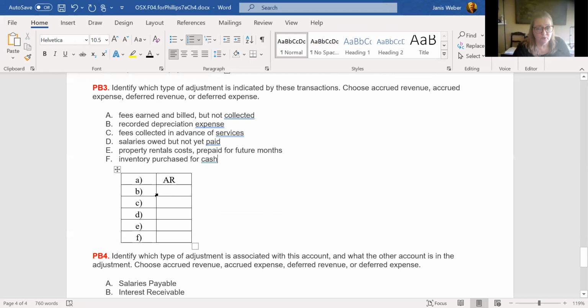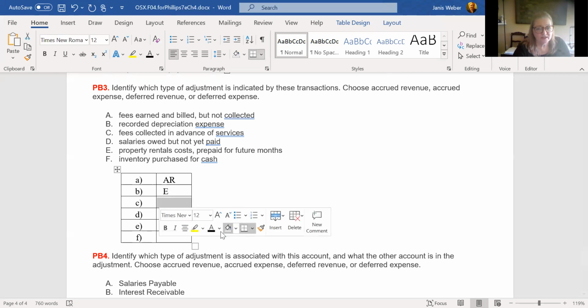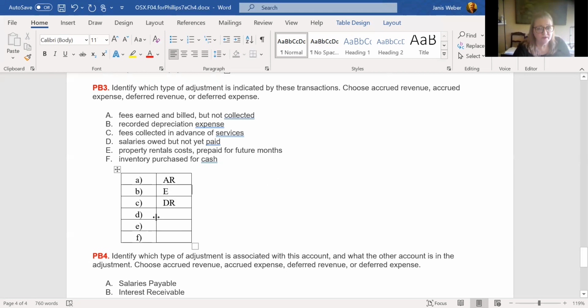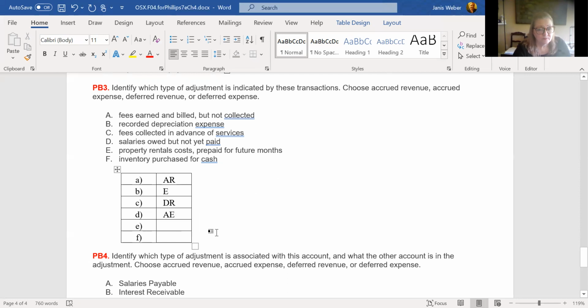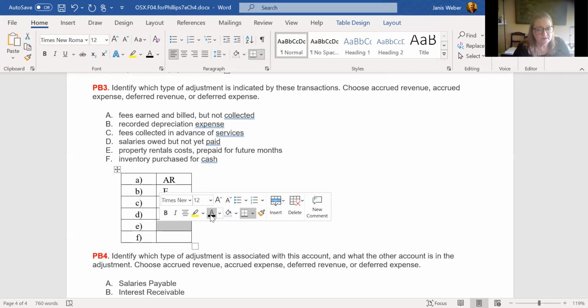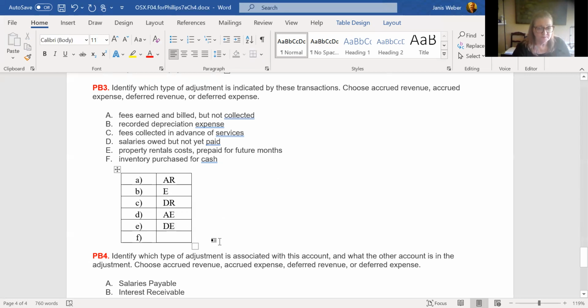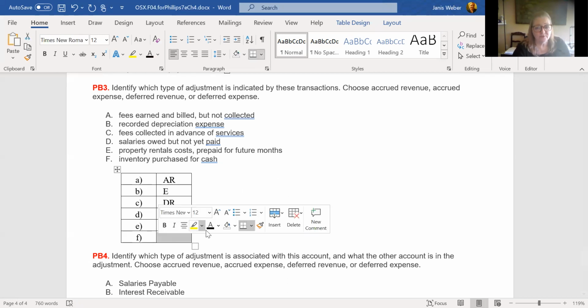Recorded depreciation expense. That's an estimate. And then the next one, fees collected in advance. That's a deferred revenue. And then salaries owed but not yet paid. That's accrued expense. Property rental cost, prepaid for future months, prepaid expense, which is a deferred expense. And then inventory purchase for cash, that is a deferred expense also.